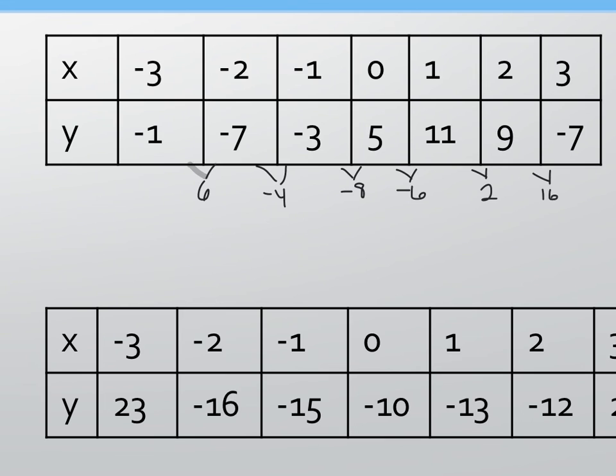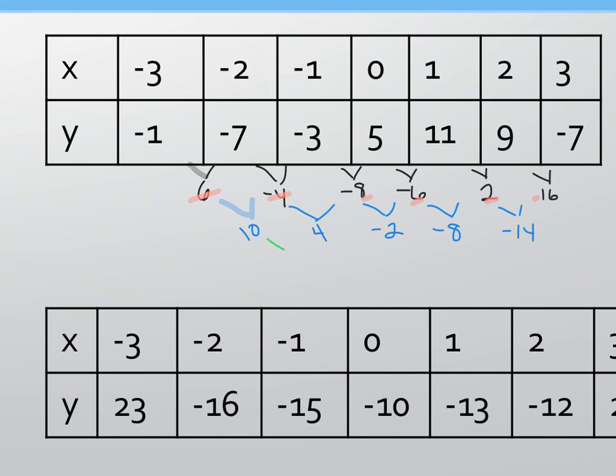Now, do all these numbers match? No. They don't. So guess what? We get to do it again. 6 minus negative 4 is 10. Negative 4 minus negative 8 is 4. Negative 8 minus negative 6 is negative 2. Negative 6 minus 2 is negative 8. And 2 minus 16 is negative 14. Now, did we get the same number? Nope. Guess what? We're going to do it again.